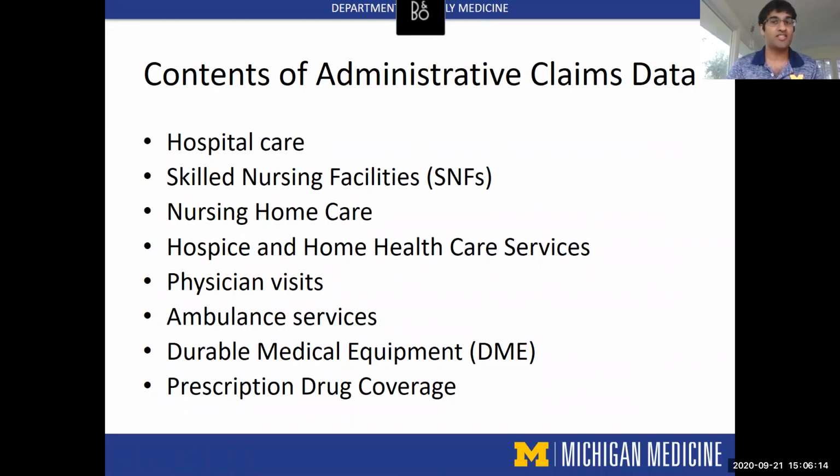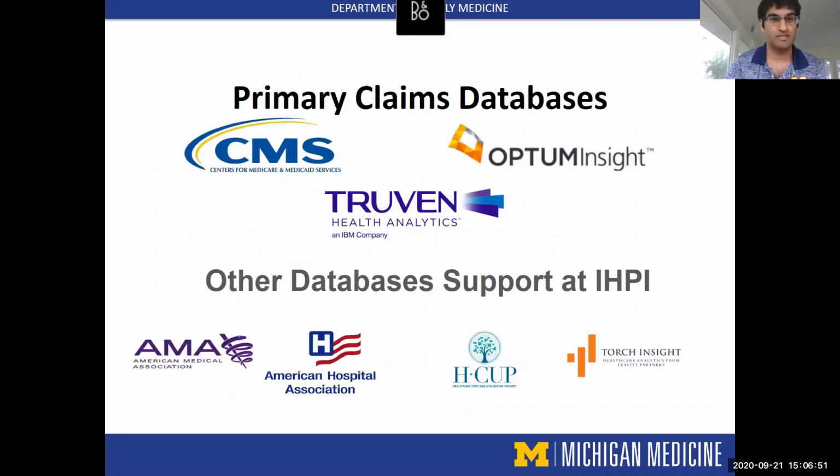So the contents of administrative claims data include hospital care, so any kind of hospitalization, utilization of skilled nursing facilities or nursing homes, hospice and home health, physician visits, for instance, office visits or preventative care services, anything related to ambulance services, especially true for those with physical and or sensory disabilities, durable medical equipment or DME claims as they call them, and any kind of prescription drug coverage or outpatient prescription fills.